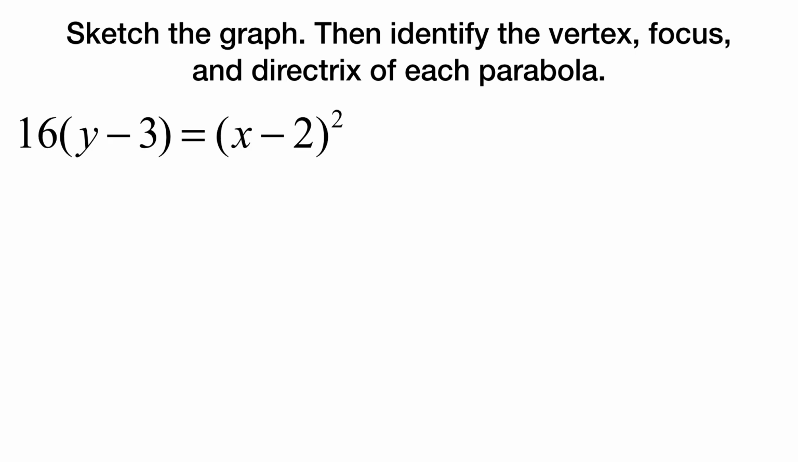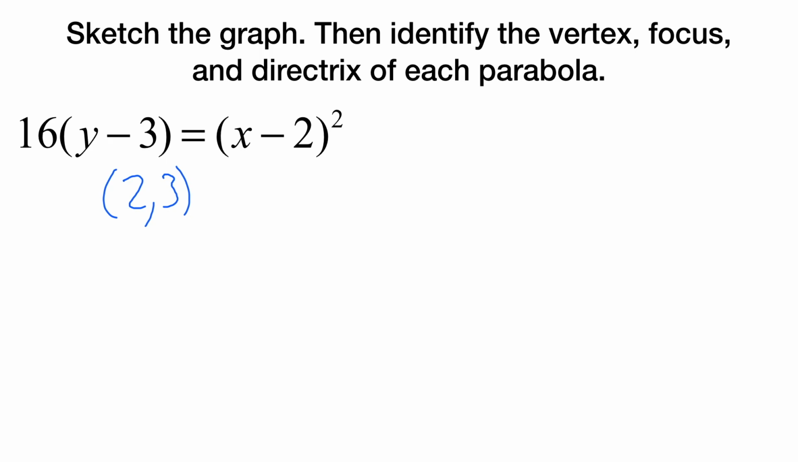Okay, here's our next one. This one says 16 times y minus 3, equals x minus 2 squared. So let's start with our vertex. Remember, our vertex is going to be, x minus 2 is equal to x minus h. So that means h is going to be at positive 2, and k is going to be at positive 3, because it's y minus k.